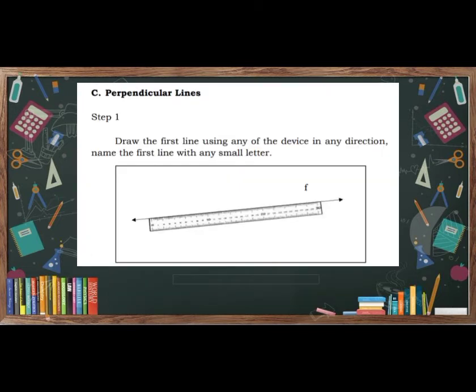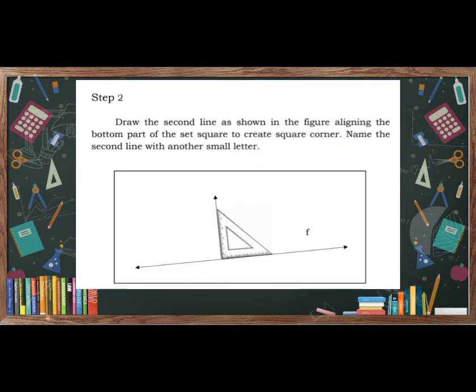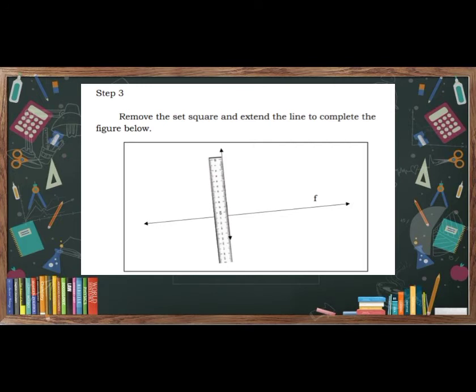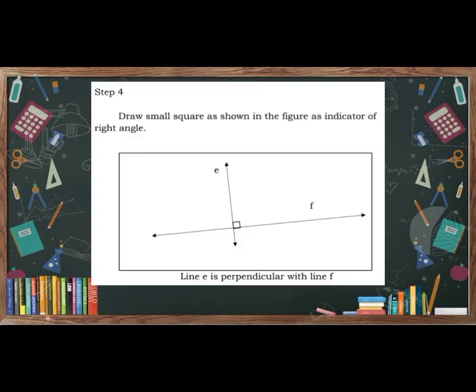Perpendicular lines. Step 1. Draw the first line using any of the devices in any direction. Name the first line with any small letter. Step 2. Draw the second line as shown in the figure, aligning the bottom part of the set square to create a square corner. Name the second line with another small letter. Step 3. Remove the set square and extend the line to complete the figure below. Step 4. Draw a small square as shown in the figure as an indicator of a right angle.